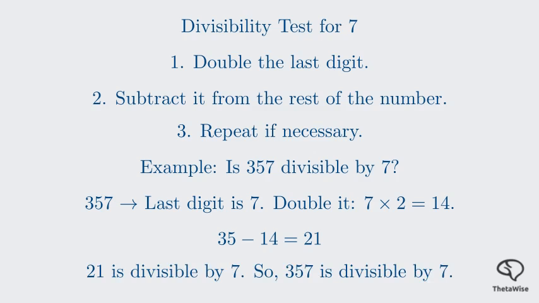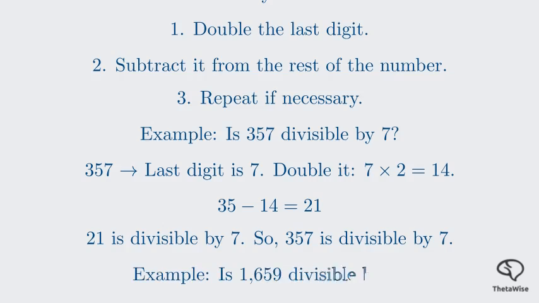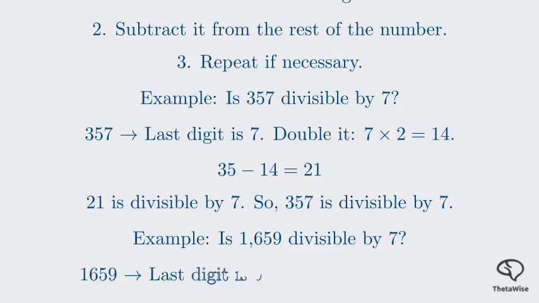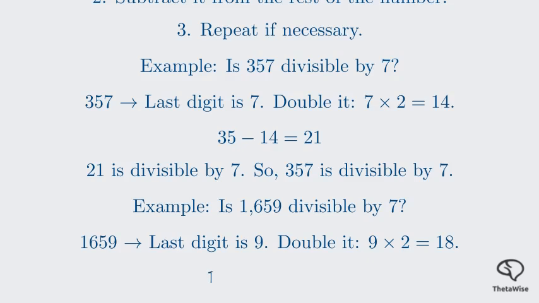Let's try a larger number. Is 659 divisible by 7? We'll test 659. The last digit is 9. Doubling it gives us 18. 9 doubled is 18. Now we subtract 18 from the remaining digits, 65. 65 minus 18 is 47.